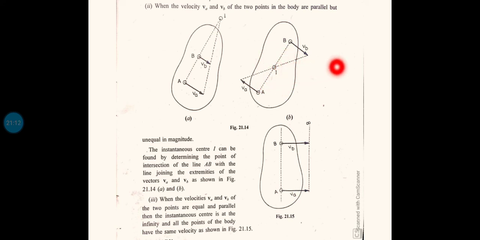So if the velocity vectors are parallel and opposite, then in that case you have to join both points where the velocity is considered, and from the end points of the velocity vectors you can draw a line joining the velocity vector ends. Then the crossing point will be the instantaneous center. Okay.